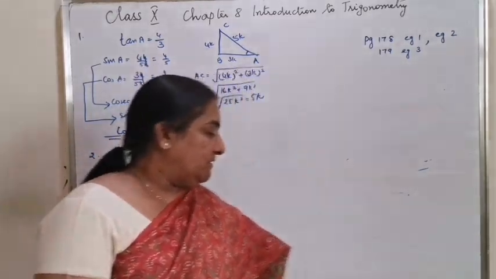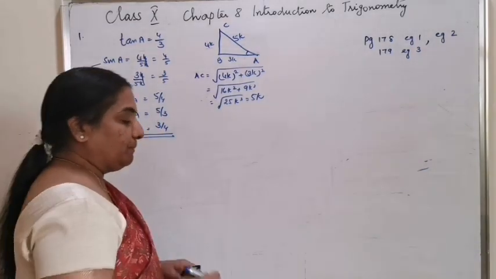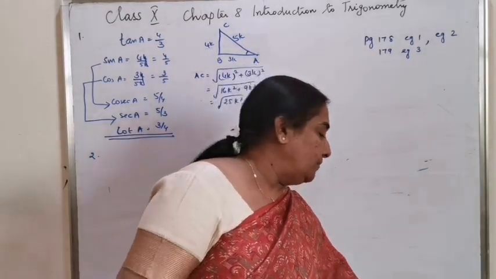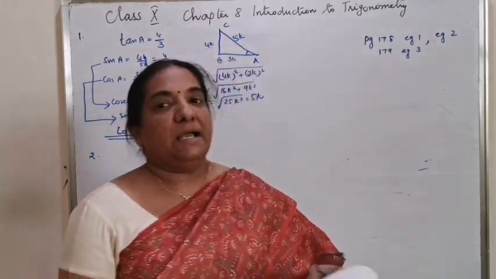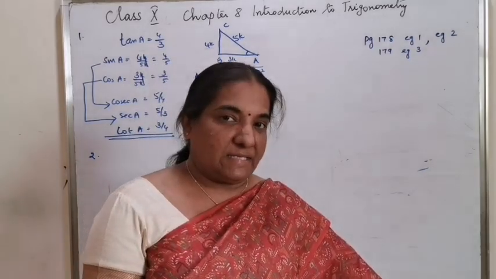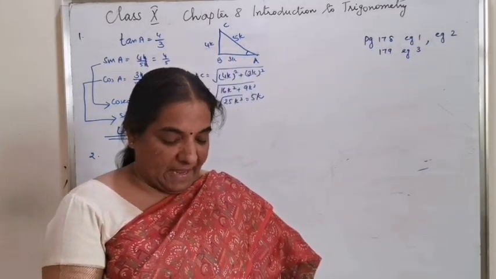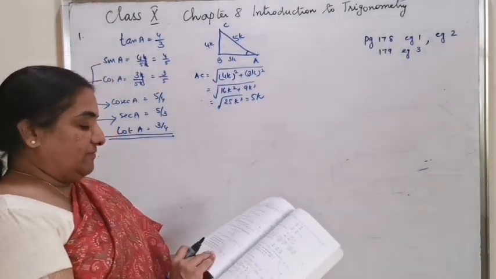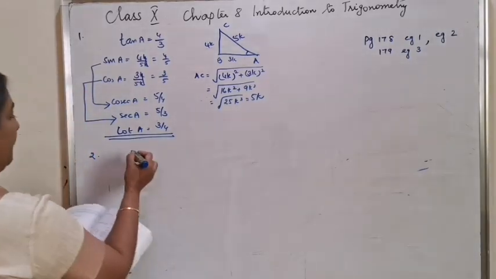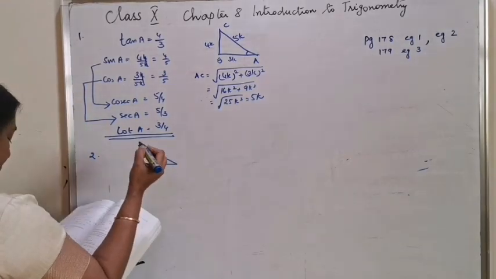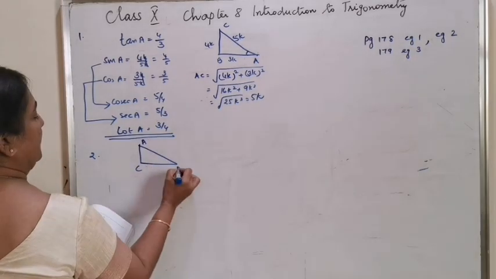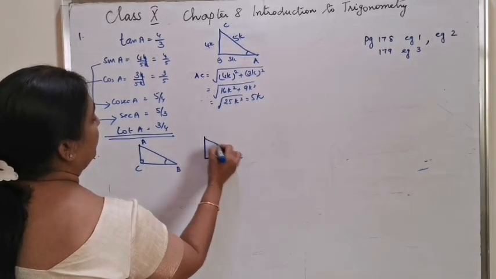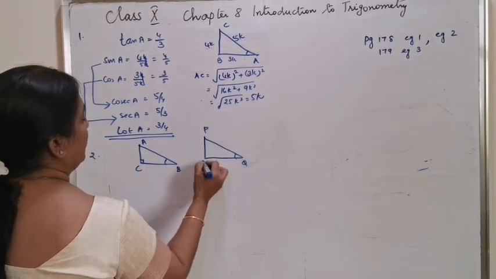Question number 2. If angle B and angle Q are acute angles such that sin B is equal to sin Q, prove that angle B is equal to angle Q. This is the same as the exercise questions, by proving similarity. Let me take the same figure from the textbook. It shows triangle ACB, where C is a right angle, and triangle PQR, where R is the right angle.